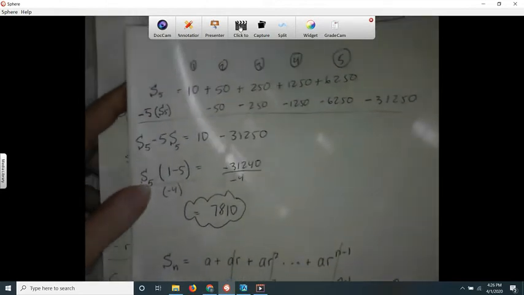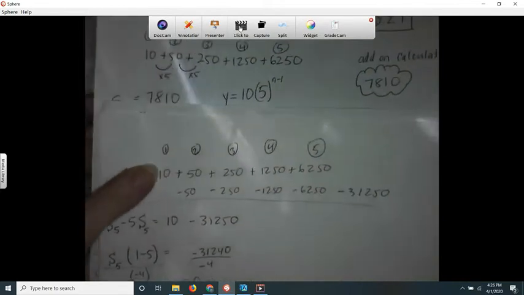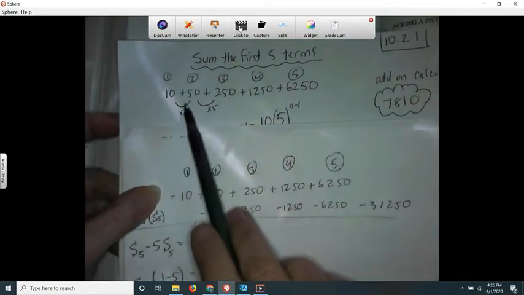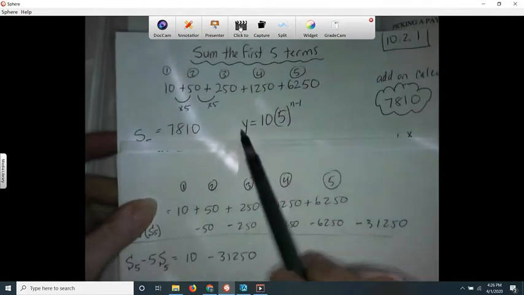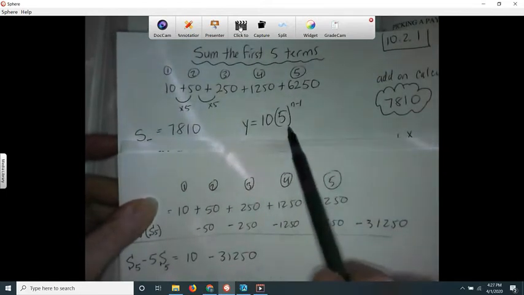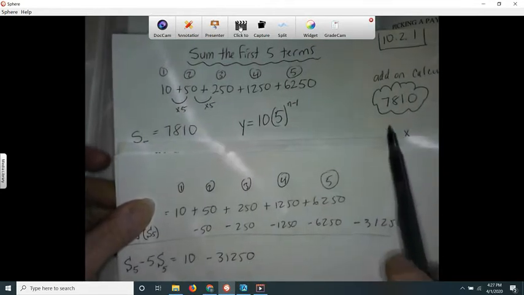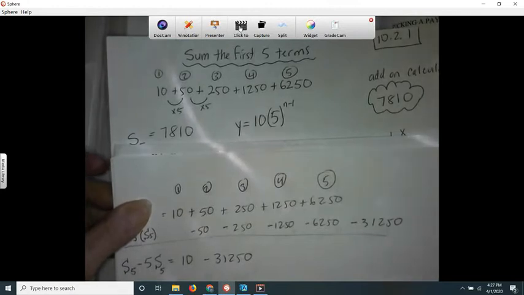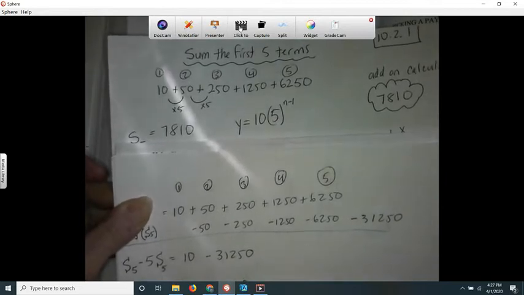So I wrote out, remember, we were just looking at these terms as an example. 10 plus 50, it's multiplying by 5 every time. We know it has a rule. There's the rule. We know we can add it on a calculator and it gets 7,810. But what if I wanted to sum up the first 100 terms or the first 1,000 terms? I would need to find a way.